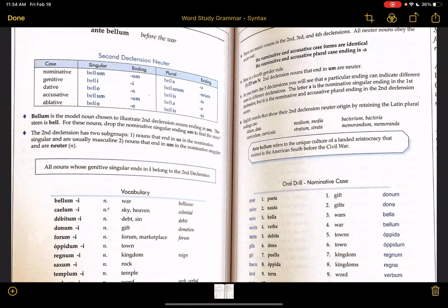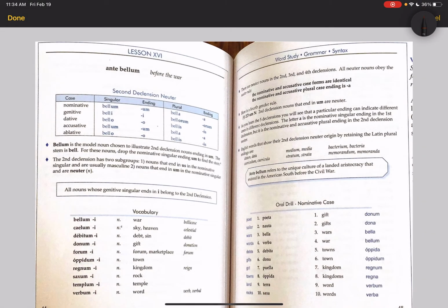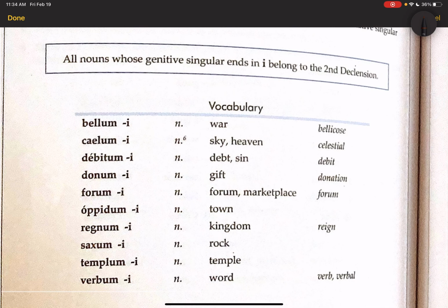And you can tell a neuter second declension word because its nominative form ends in um. So these are the second declension words. So we have bellum, caelum, debitum, donum, forum, oppidum, regnum, saxum, templum, and verbum. These are our words for the week.